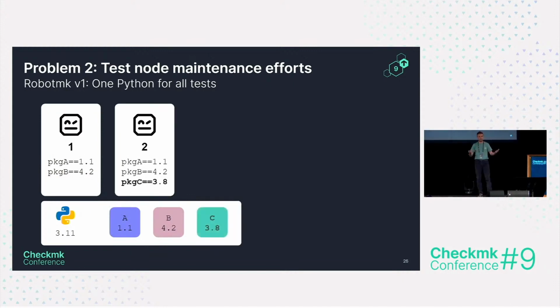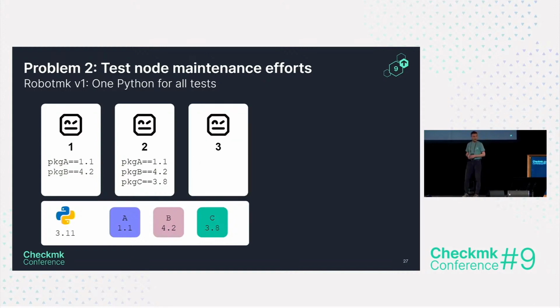You want to run another test on the machine. It has another dependency to package C. No problem. You can install it and both suites can run. And now comes test 3. Test 3 has a dependency of package B to another version. And now we have a problem. We have only one place to install packages, but we have conflicting requirements. And yeah, how to deal with that?